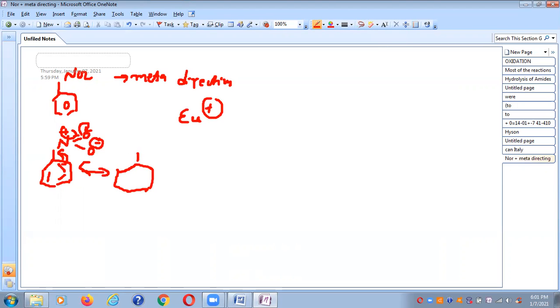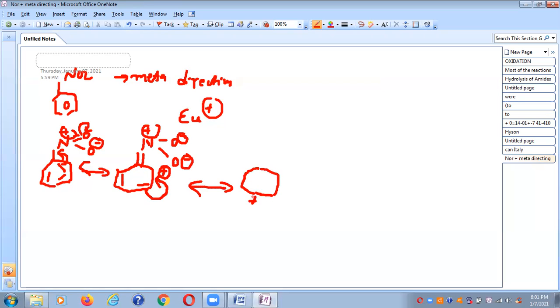Here this single bond becomes a double bond. Here this is nitrogen, and this is oxygen, and this is oxygen, and the nitrogen already carries the positive charge. So thereby what happens? This carbon will get the positive charge. Next step, again this double bond shifts towards here, so thereby we get it like this. Again, the positive charge resides at the para position.